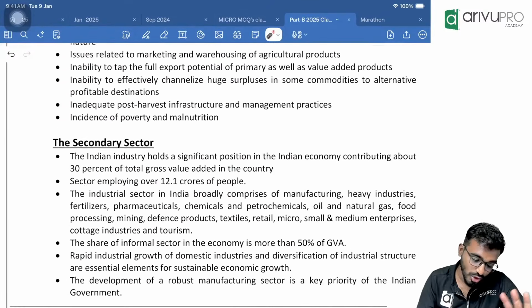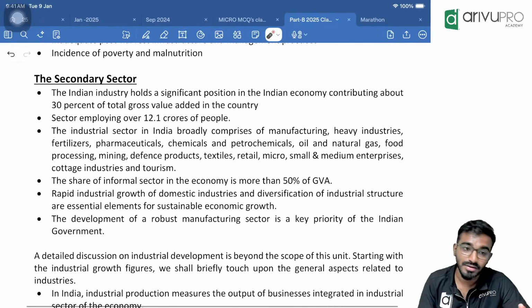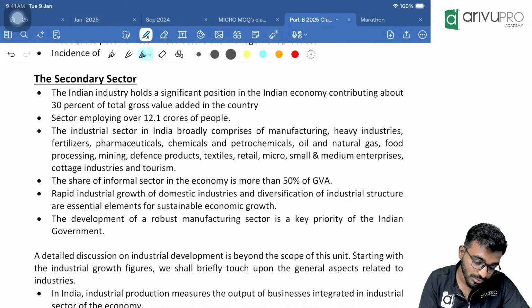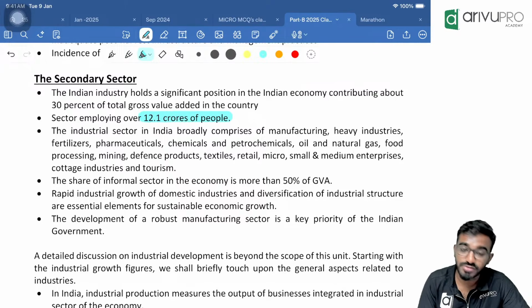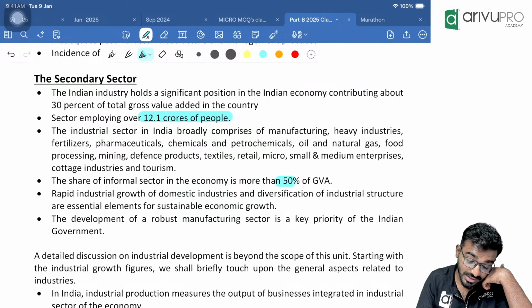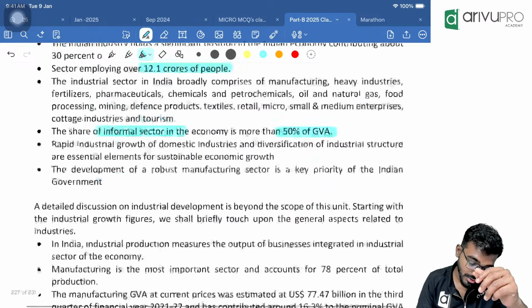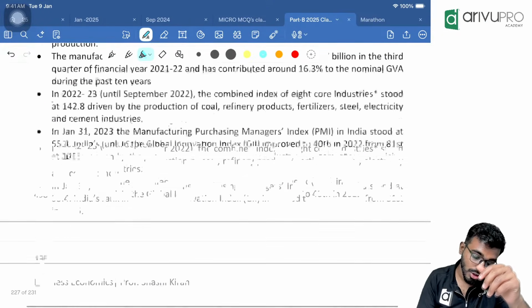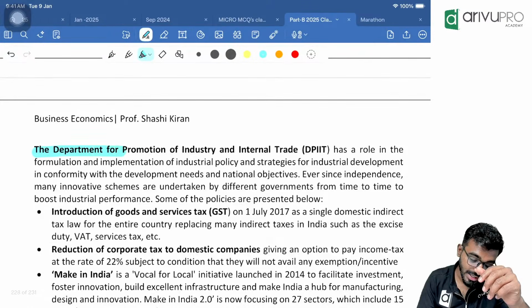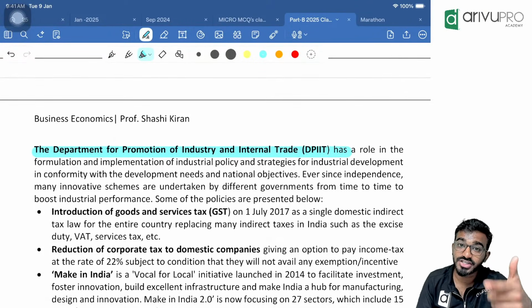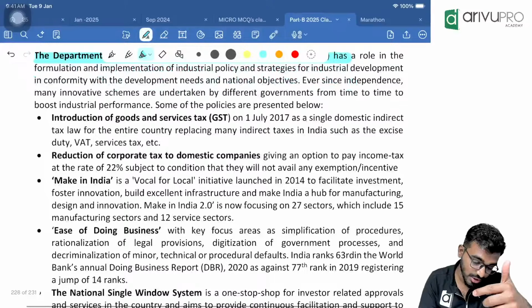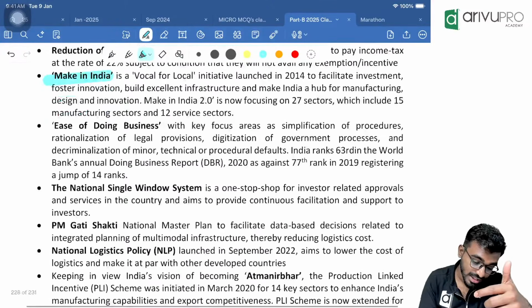Same logic here also. Secondary sector. What are the contributions made? And the secondary sector contributes for 12.1 crore people. 50% of gross value added comes from informal sectors which are not registered, and also whatever contribution is made by them. And DPIIT, Department for Promotion of Industry and Internal Trade, they have asked the full form once. GST concept, Make in India, and ease of doing business.